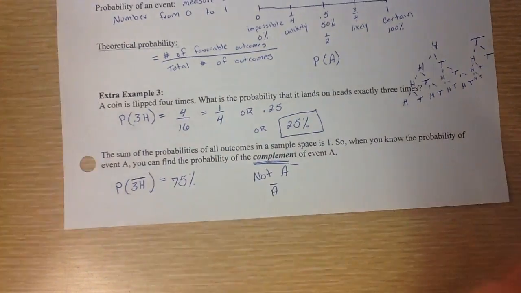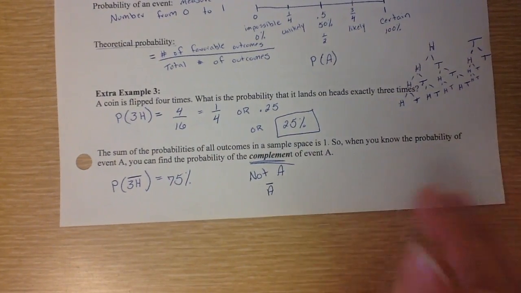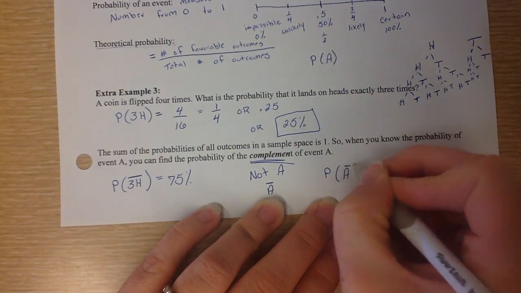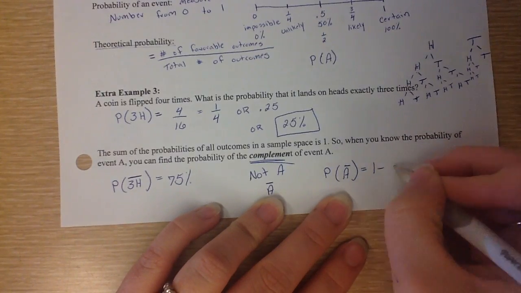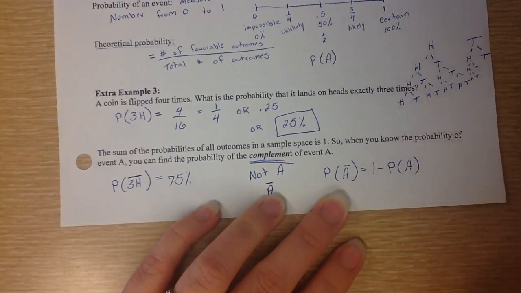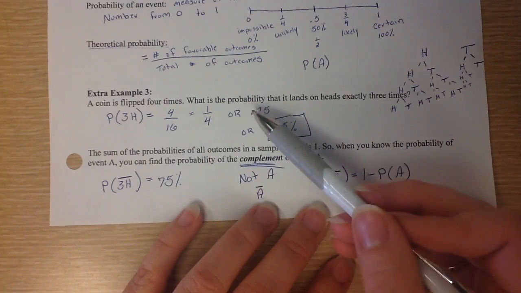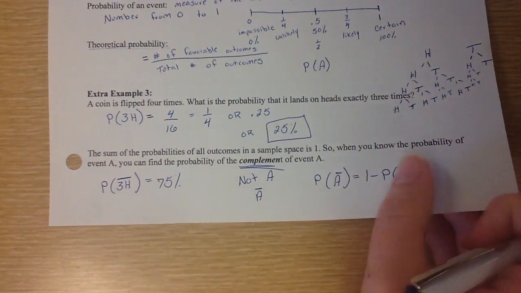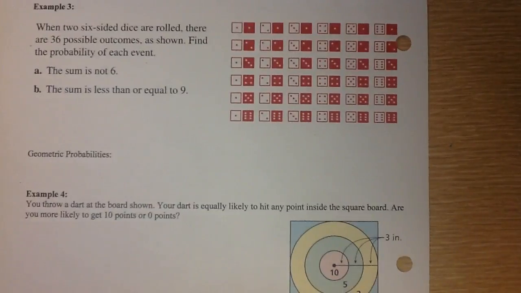Because when you add them together, you have to get 1 or 100%. So the probability of complement A is equal to 1 minus the probability of A happening itself. So we took 1 minus the 0.25 and we get 0.75 in this case. That's the probability of the complement of an event. Okay, next.